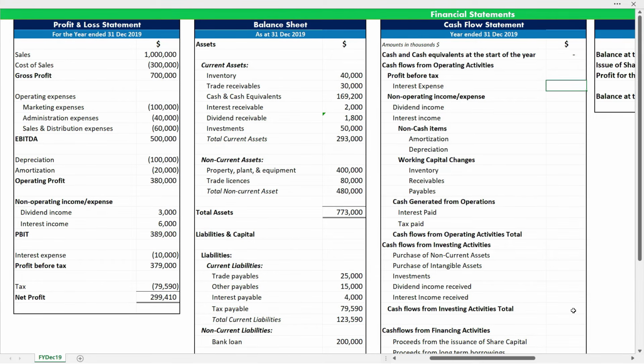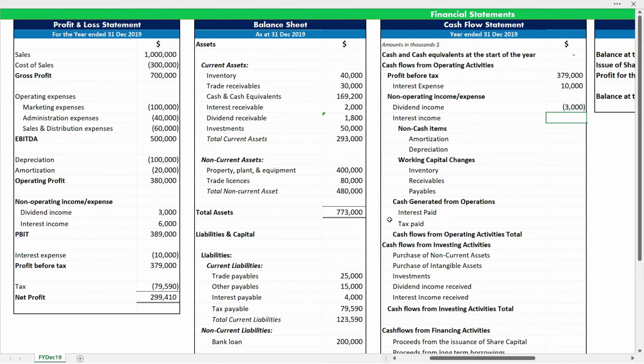And then let us talk about reversing all of this part in the profit and loss statement. So we told you that we begin from profit before tax and we go all the way back to the EBITDA value, right? So we have to start from here, that is profit before tax, and this value is 379,000. Then we have to add back interest expense, that is $10,000, and since this value is negative here, I have to add that back and make it positive. Then dividend income here is $3,000 positive, so I'll make it negative.